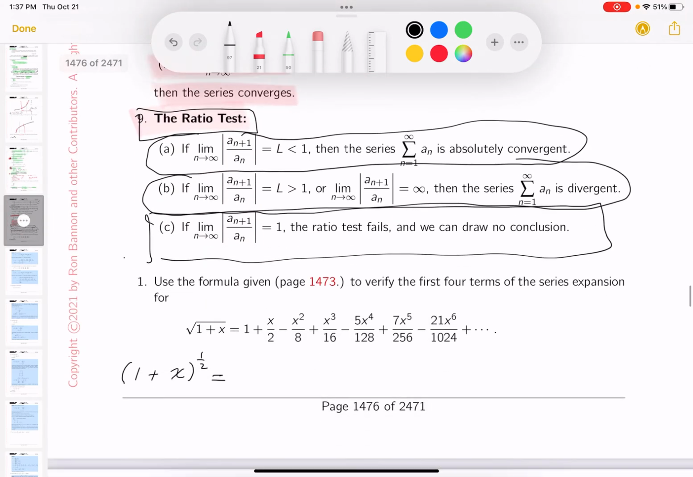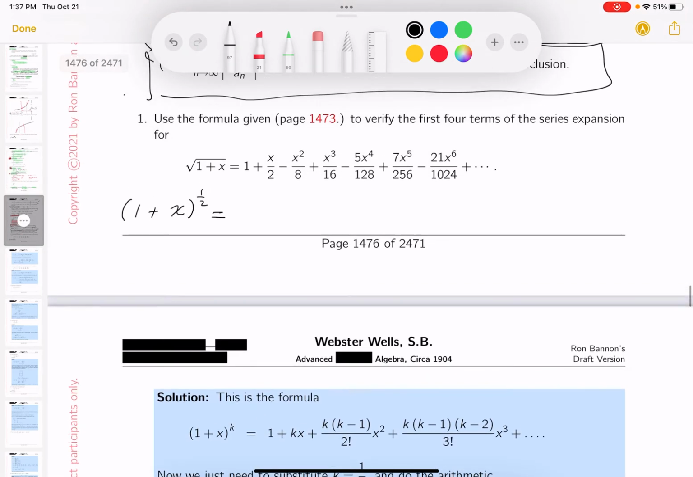Let's go back over here. I'm going to write this down for you. And what do you get? I'll write down each term, by the way. You get 1. The next term would be 1/2, that's what the k is, times x. Let's do the next term. It's not that bad to do. It's going to be 1/2, 1 minus 1/2, over 2 factorial, x squared.